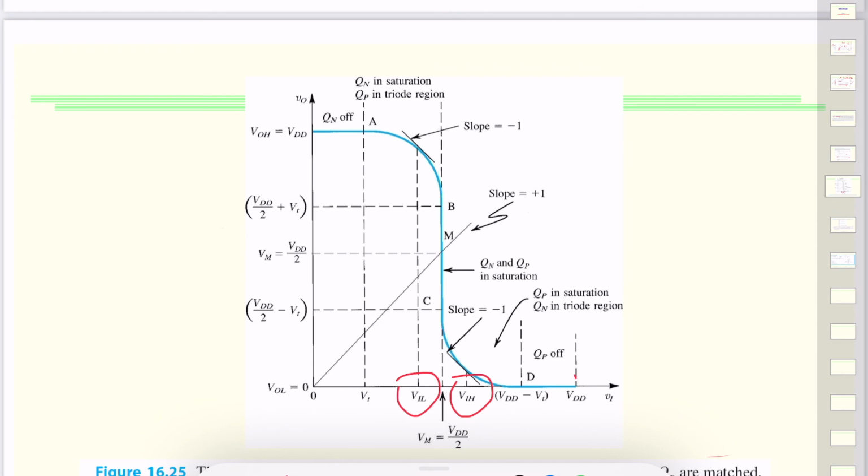And we can take the equations of currents, because at these points we can see when QP is in saturation, and that has this current IDP, and QN is in triode. So that's the point where it happens. So we can take both these currents and we can equate them.